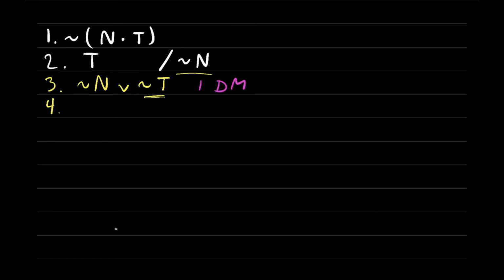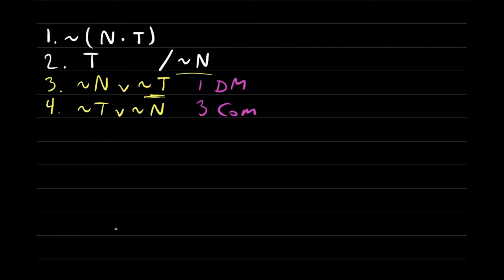So this is starting to look a lot like a disjunctive syllogism, but we need to make it match the form of a disjunctive syllogism first. So remember, for a disjunctive syllogism, the term that you have the negation of has to be on the left. So we need to get this not T and put it on the left side of that disjunction. So we can use the commutativity rule to rewrite line 3 as not T or not N. Just reversing the order of that disjunction. So that's going to follow from line 3 by commutativity, COM.